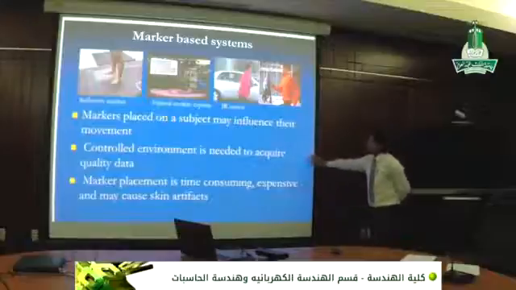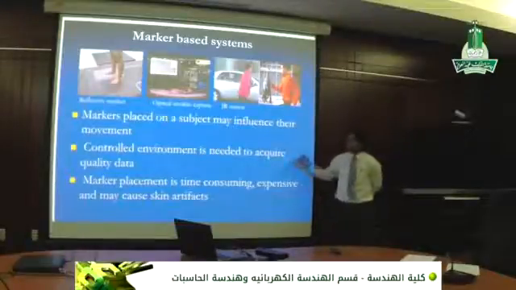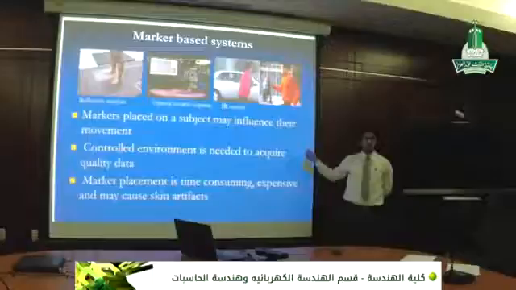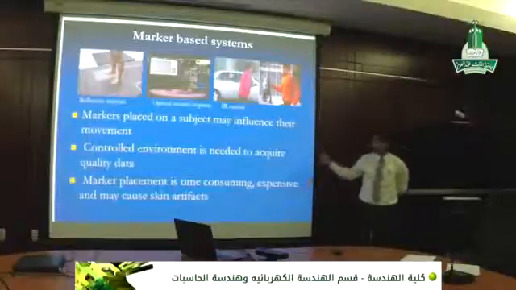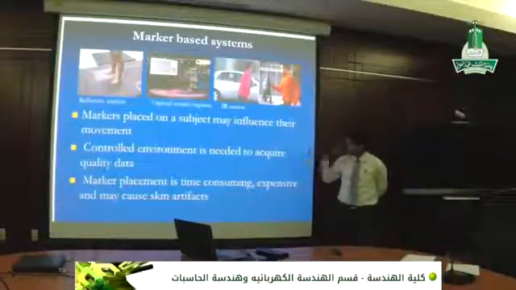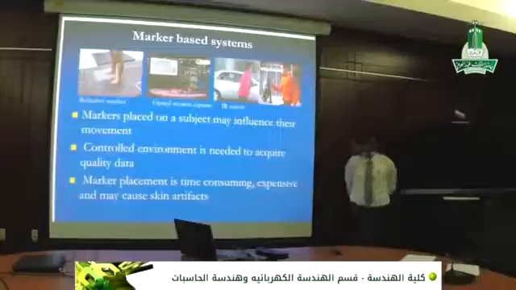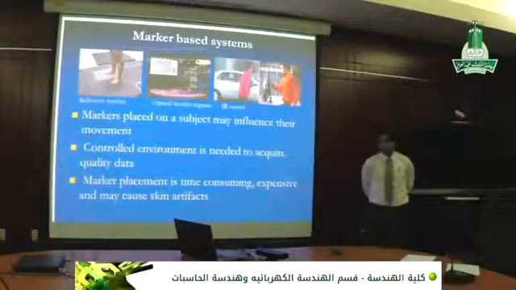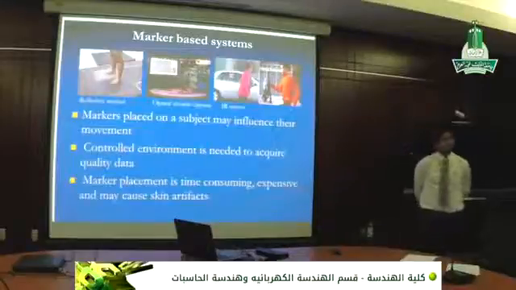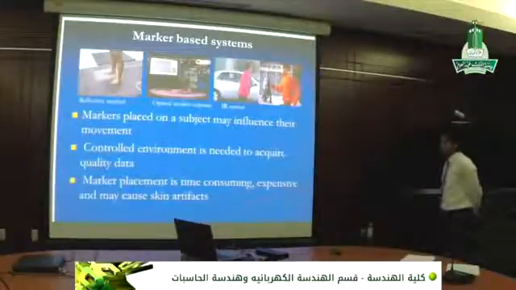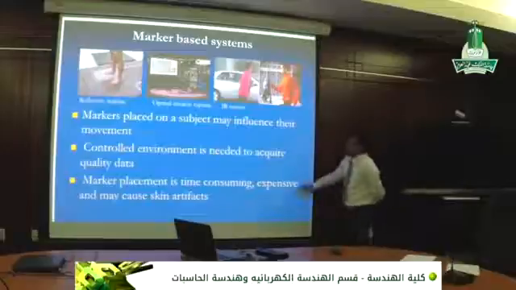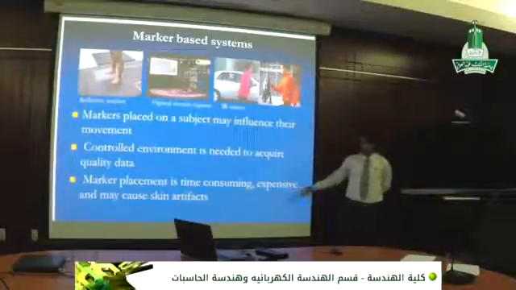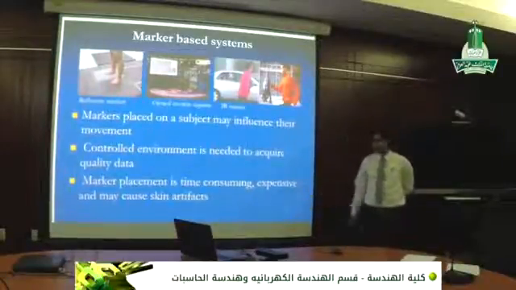But these marker-based systems have drawbacks. The first drawback is that markers placed on a subject influence their motion. They are not free to move around. A controlled environment is needed to acquire the desired result. Marker placement on the subject is time consuming, and the most important part is that it is very expensive and it causes skin artifacts.